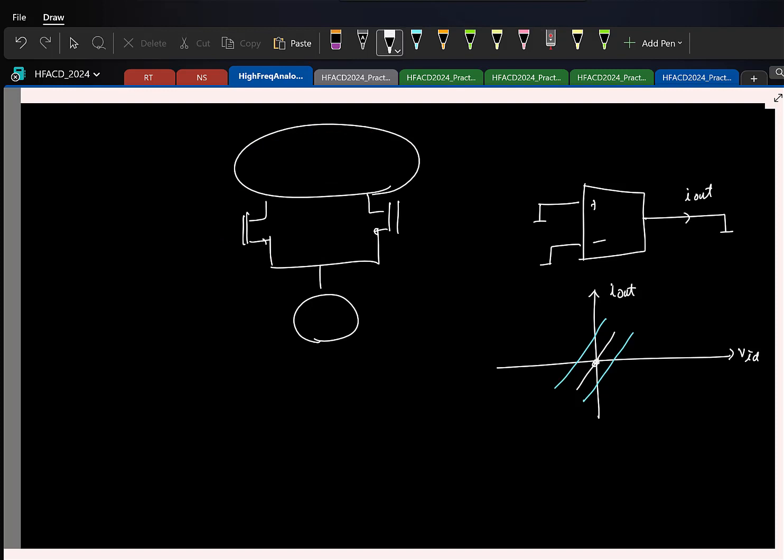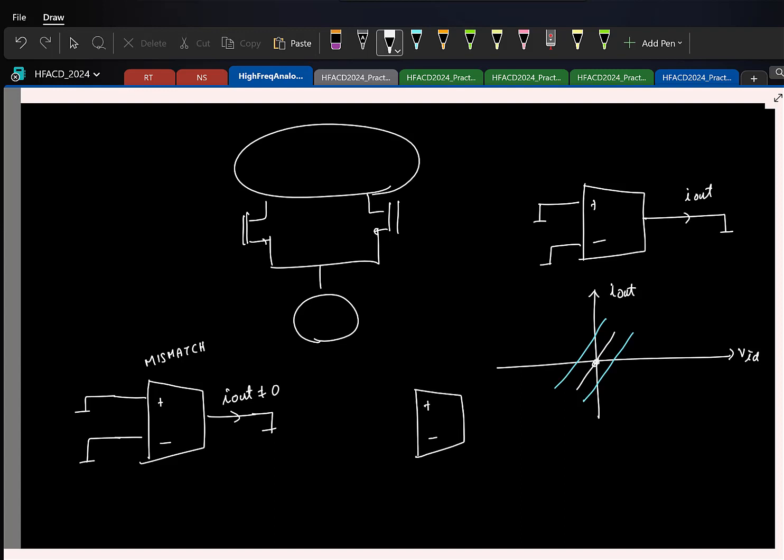To model this, we do the same thing as with noise. This is your actual circuit. If it has mismatch, for 0 input the output current is not going to be 0. To model this offset, we assume that the OTA is properly matched, and the offset is coming from a hypothetical voltage source added to either the positive side or the negative side, just like noise.